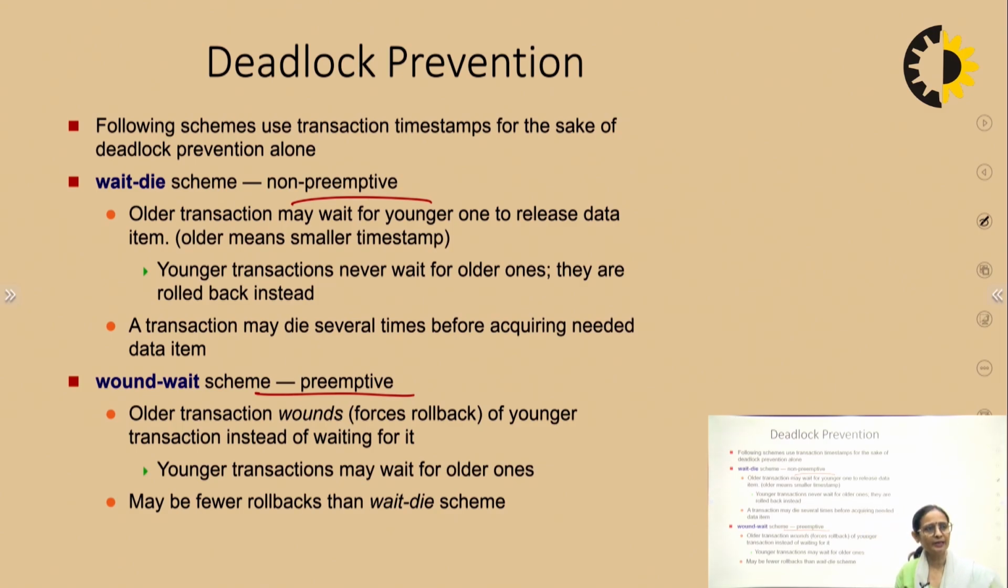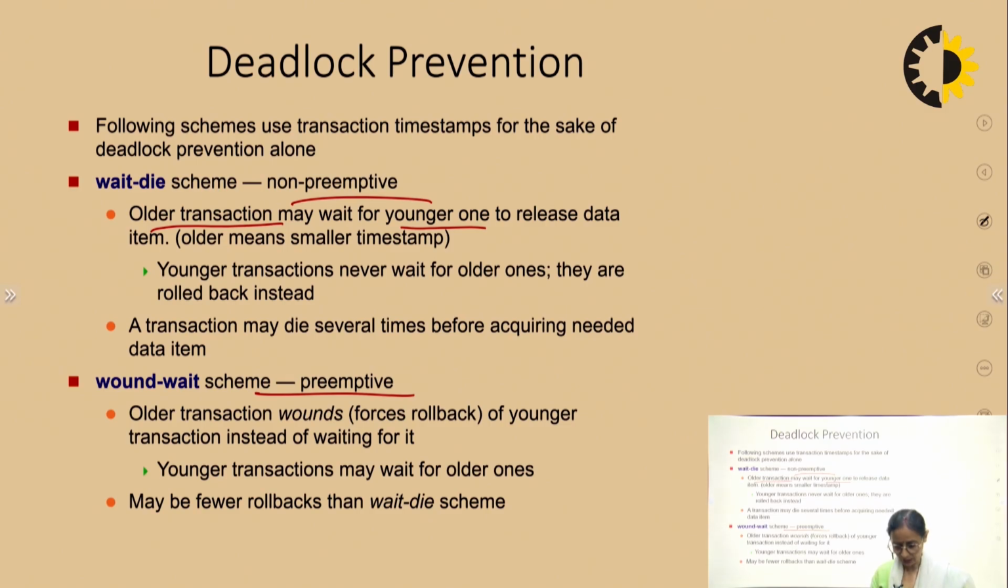The wait-die scheme says that an older transaction may wait for a younger one to release the data item. How are we going to identify which are the older and which are the younger transactions? With the help of their timestamp value. At the time when the transaction is initialized, a timestamp value is attached to that particular transaction, and that timestamp value is used to recognize whether the transaction is older or younger.